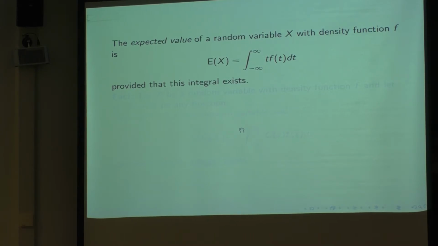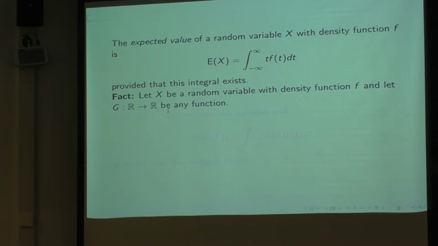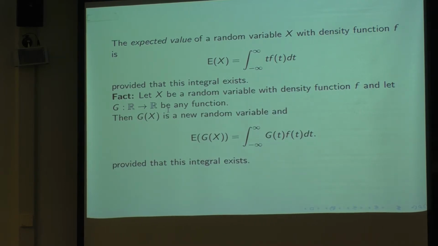And now I can define the expected value for a random variable x. Instead of taking a weighted sum, I'm going to take a weighted integral. So the expected value of x is going to be the integral of t f of t, where f is the density function of x, and I integrate this over all the possible values of the random variable, that is from minus infinity to infinity. And then you can do something else. If you want to know the expected value of a function of a random variable, which is a new random variable, you can compute this integral, and that's going to be the answer.